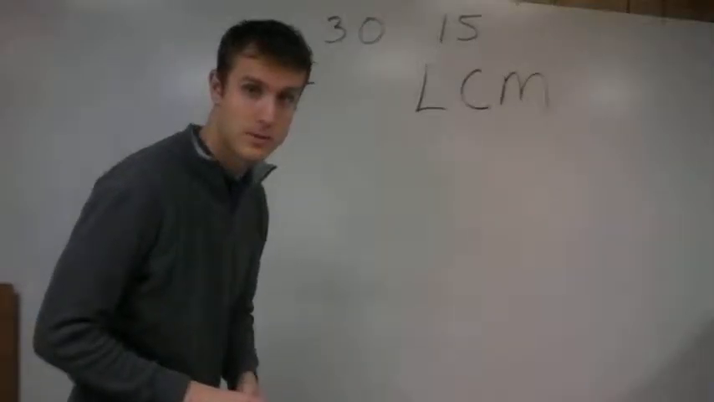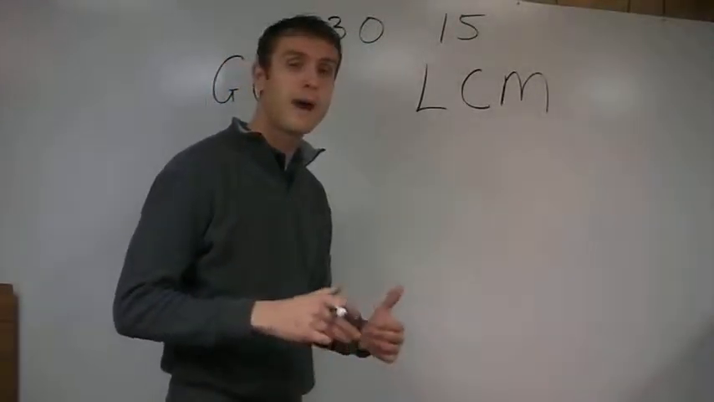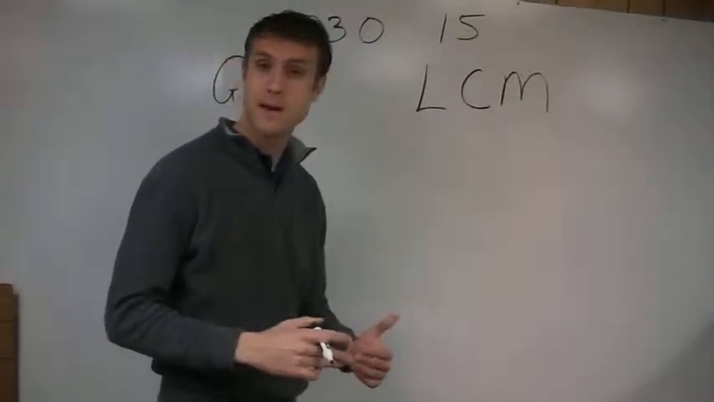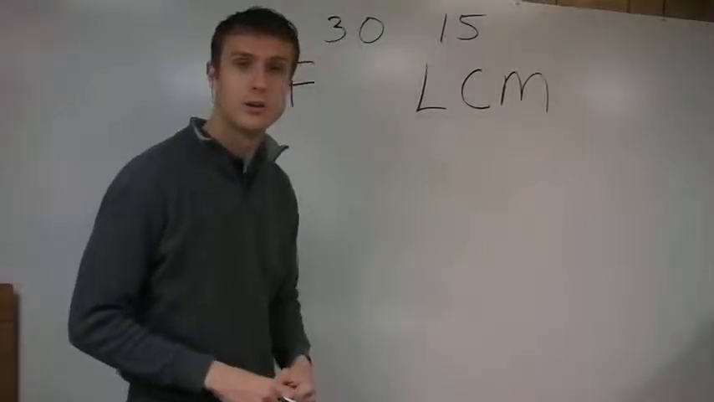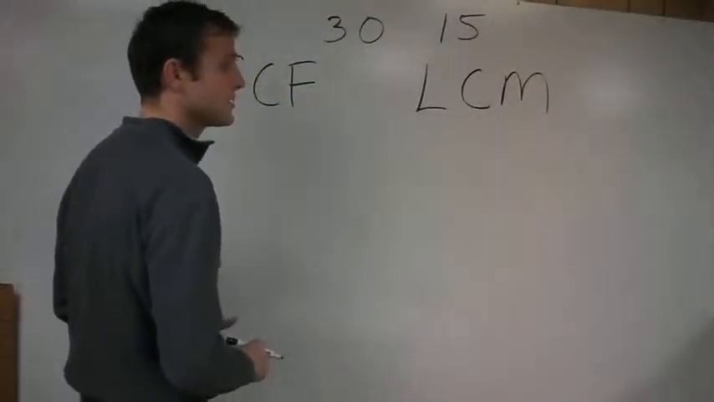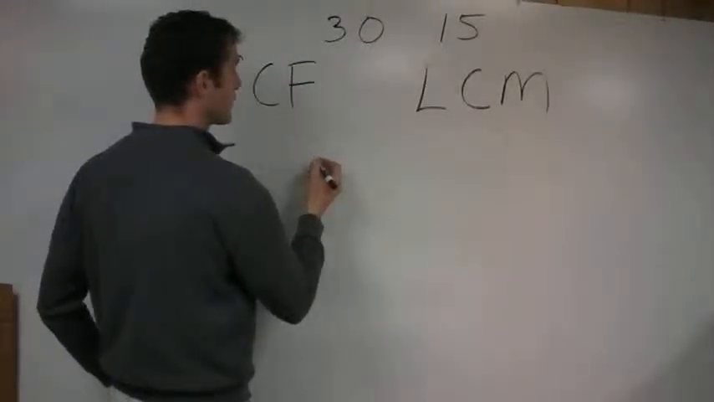So the first thing we want to do when we find a greatest common factor or a least common multiple of two numbers is do prime factorization. This is writing each number as a product of primes. Remember, a prime number is any number that can only be divided by itself and 1. So we're going to do this in two separate ways. For 30, I'm going to use what is called a factor tree.